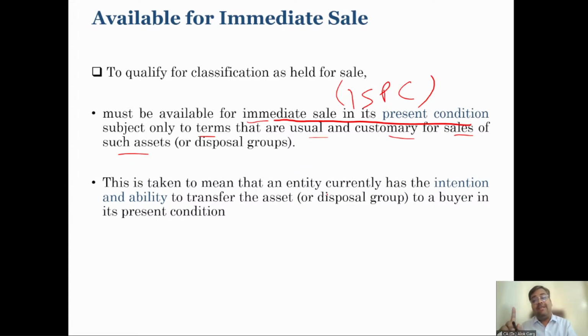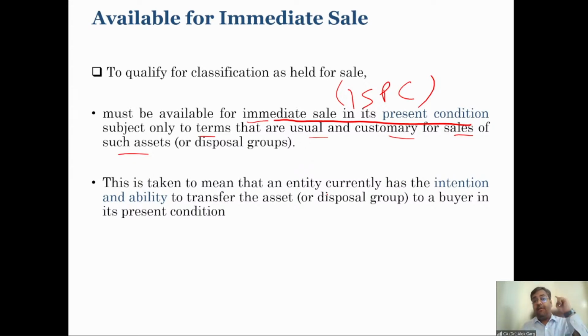So it will not be classified as held for sale. Why? Because intent is there, but ability is missing. It means it will not be classified as held for sale. It will not be considered as available for immediate sale in present condition.